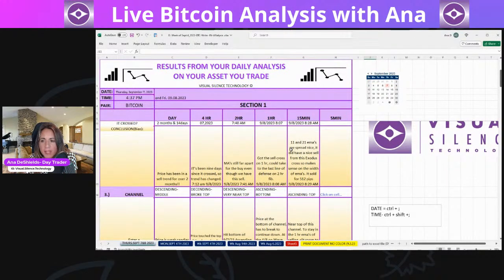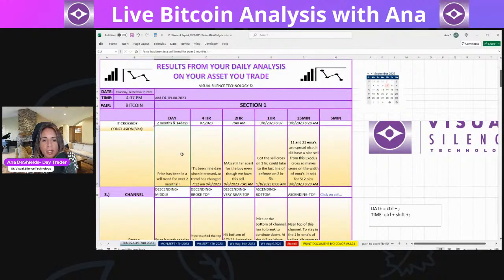The 11 and 21 EMAs are spread nice. It did have a nice sell from this Exodus cross, so it makes sense on the width of the EMAs. It sold for 512 pips. So I made that note this morning at 8:29. That was off of that play earlier. So that information I record for each time frame actually.